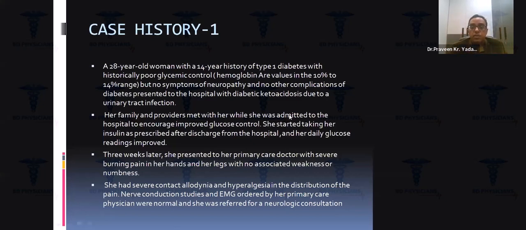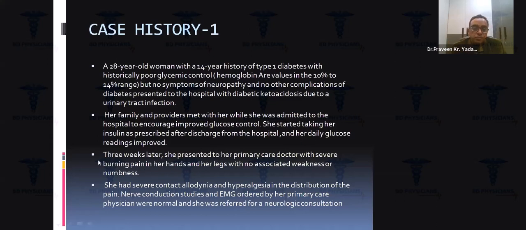Now she gets admitted to the hospital due to a urinary tract infection, which has given rise to a diabetic ketoacidosis. And as we all know, DKA is a medical emergency. The patient is treated with IV fluids and insulin has been started, and the glucose control has been brought about during the hospital stay, and there's a rapid control of the sugars, and she's discharged, and her sugar readings are quite okay after that.